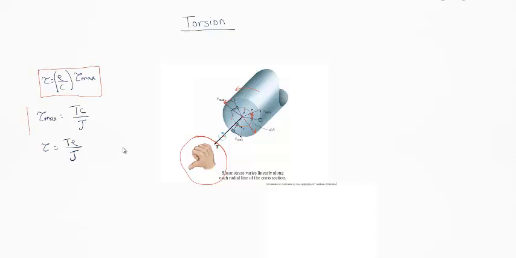Tau max is the torsion T times the radius c over the polar moment of inertia J, and tau is the torsion T times rho, which is at whatever radius we want tau, so here we took rho, over the polar moment of inertia J. So you see how we relate those two to get this.